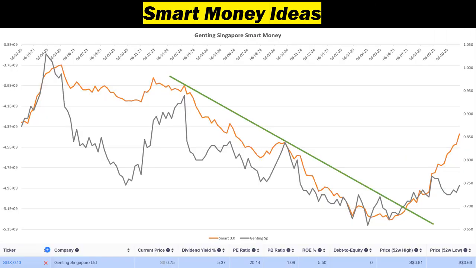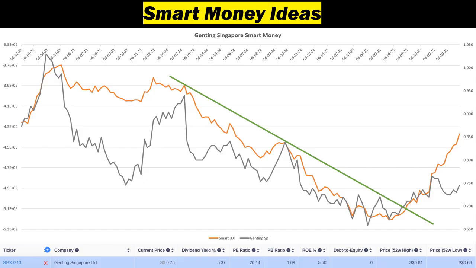Over the next few slides, I'll be going through some smart money charts on certain stocks, just to share with you how I would go about using charts like this to sift out investing ideas or trading ideas. So just a quick recap over the next few slides that you're going to see. Gray color is the weekly price of the stock. The name of the stock is right on top of the chart. So for this case, this is Genting Singapore. The orange color is the smart money chart for this Genting Singapore.